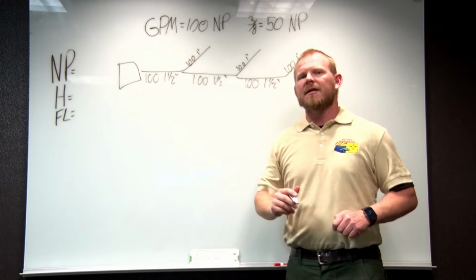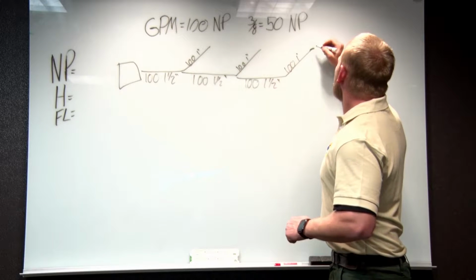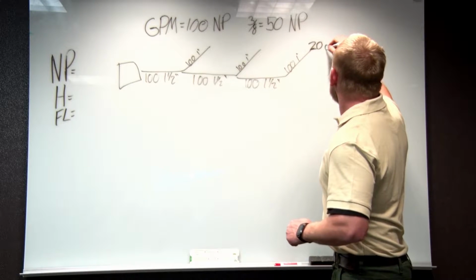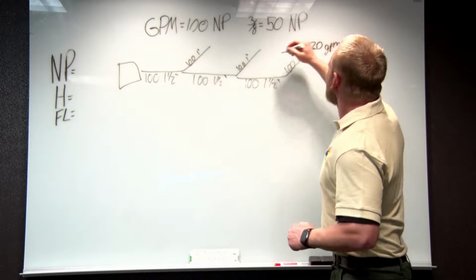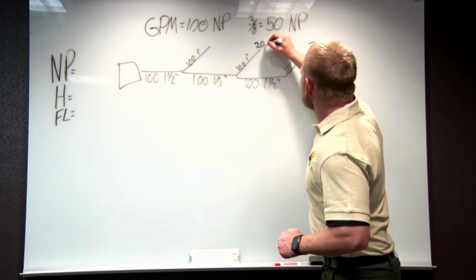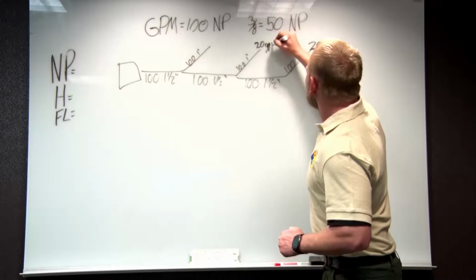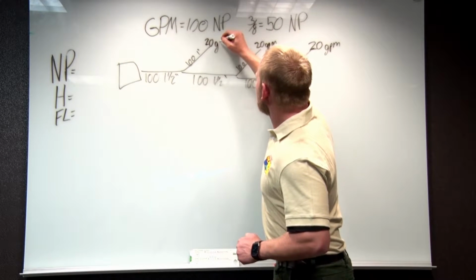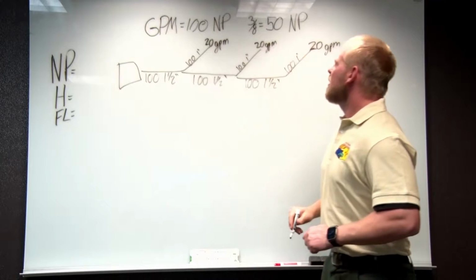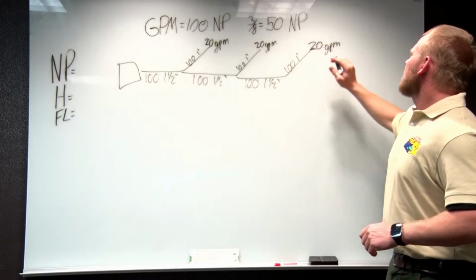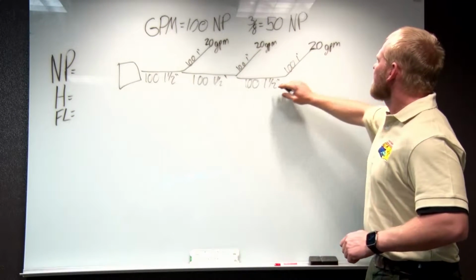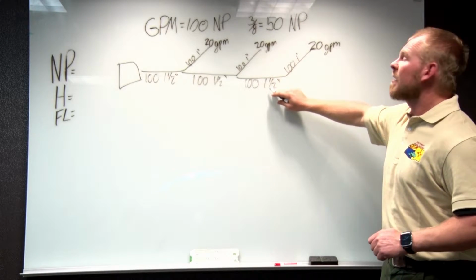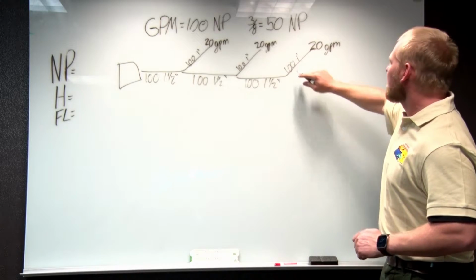Problem also says that our nozzle provides 20 gallons per minute, and that's for all the nozzles. And when you're drawing out problems, you should always label your nozzles and your hose, how many feet and what size. It's going to come into play later.